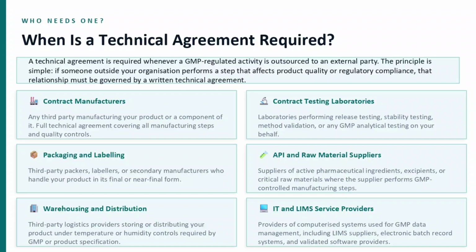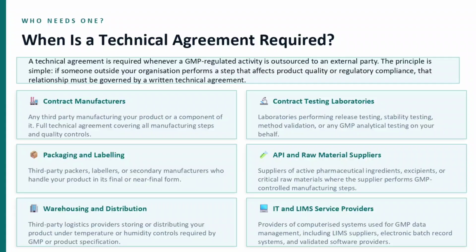Packaging and labeling contractors. Third-party packers or labellers who handle your product in its finished or near-finished form. API and raw material suppliers. Suppliers of active pharmaceutical ingredients, excipients, or critical raw materials where the supplier performs GMP-controlled manufacturing steps themselves. Warehousing and distribution providers. Third-party logistics companies storing or distributing your product under temperature or humidity controls specified by GMP or product requirements. And IT and LIMS service providers.